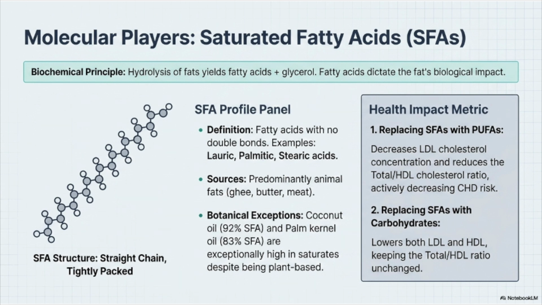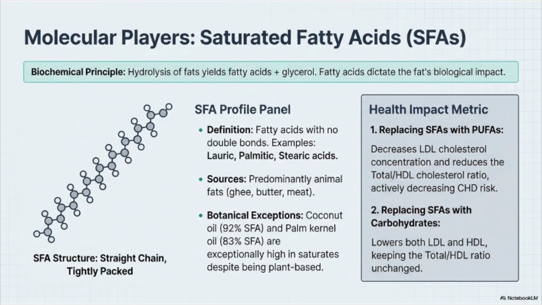The biochemical principle here is that hydrolysis of fats yields fatty acids and glycerol, and it is the fatty acids that dictate the fat's biological impact. Saturated fatty acids are defined as fatty acids with no double bonds, with examples including lauric, palmitic, and stearic acids. Their structure is a straight chain that is tightly packed. Their sources are predominantly animal fats like ghee, butter, and meat, though there are botanical exceptions.